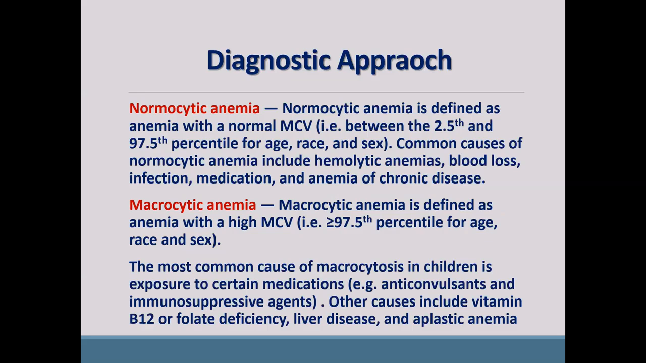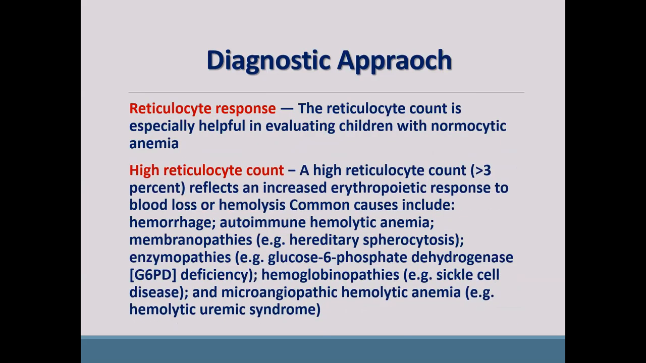The normocytic anemia, as it is defined already, and common causes include hemolytic anemia, blood loss, infection, medication, and anemia of a chronic disease. While macrocytic anemia is caused by medication like anticonvulsant, phenytoin. Most of these anticonvulsants can cause megaloblastic anemia, immune suppressive agent, or chemotherapy. Other causes: B12 and folate deficiency, liver disease, and aplastic anemia.